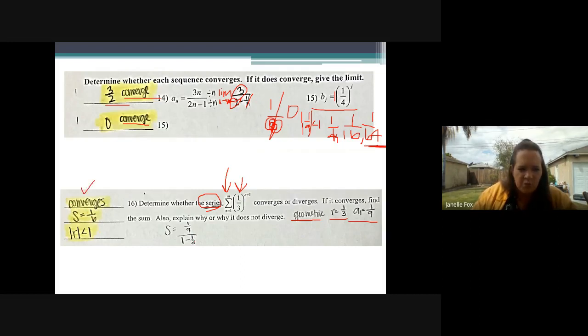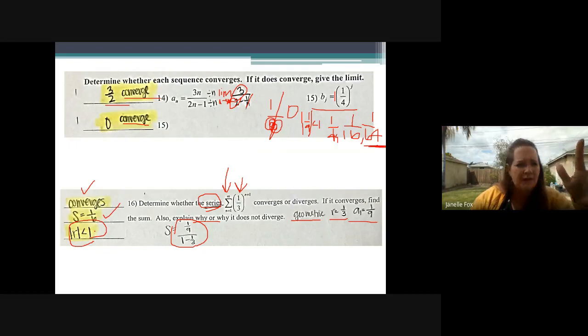So yes, it converges. It converges to 1/6 because I put this in my calculator and simplified it to 1/6. And then it said, why did it converge or diverge? Well, it does converge because the common ratio is less than 1. The absolute value of that 1/3 was less than 1. It is possible that you missed a teeny part of number 16. There were a lot of little pieces to that, and that's okay. But now you know for the future.